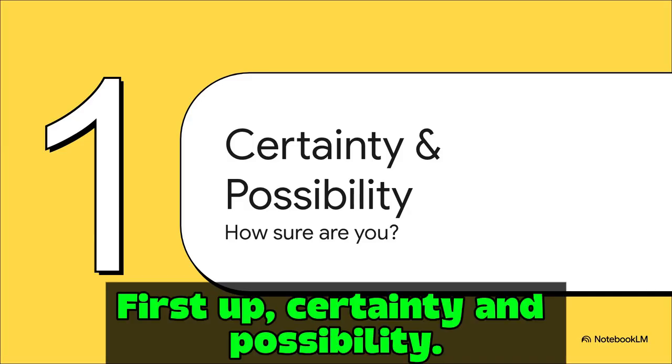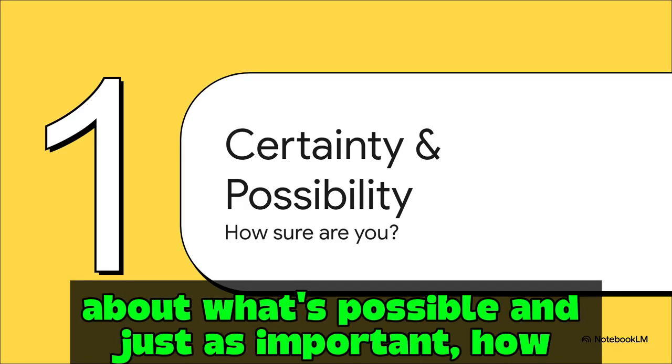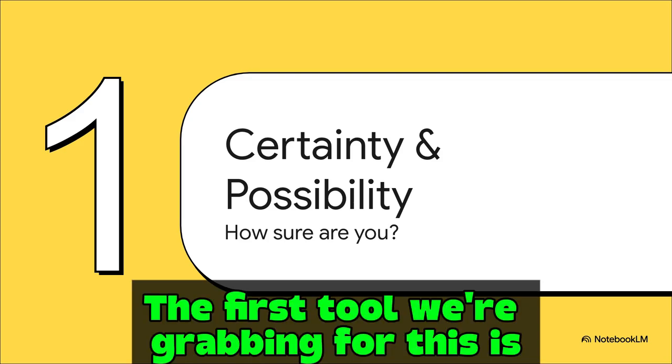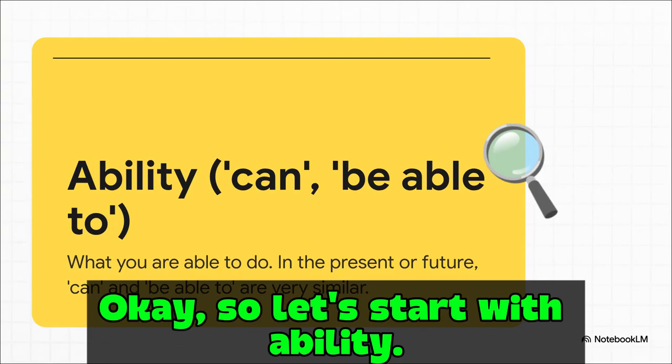First up, certainty and possibility. This part is all about how we talk about what's possible, and, just as important, how sure we are about something. The first tool we're grabbing for this is the one we use for ability. Okay, so let's start with ability.